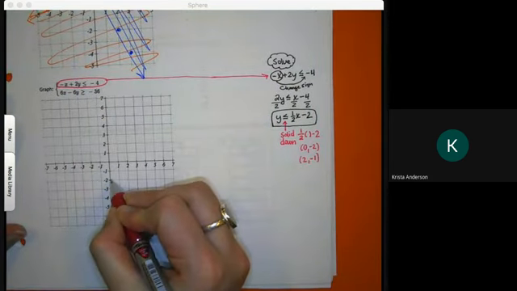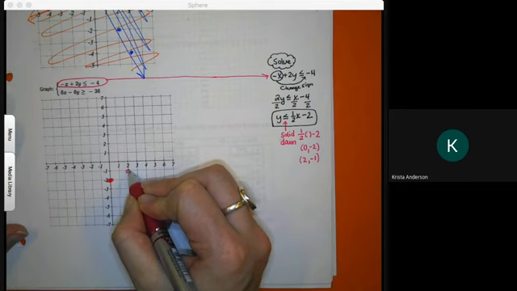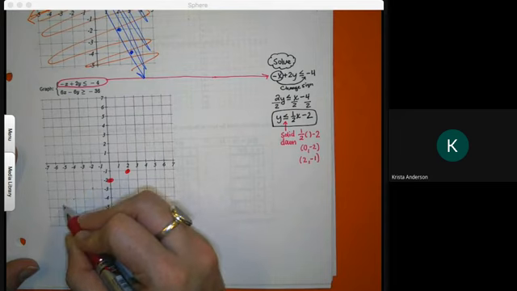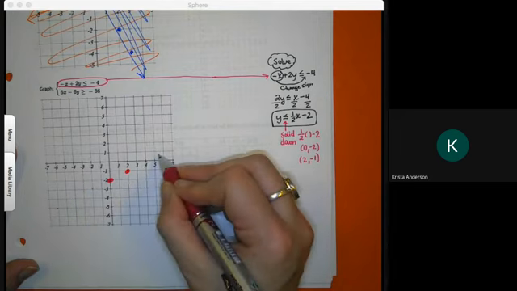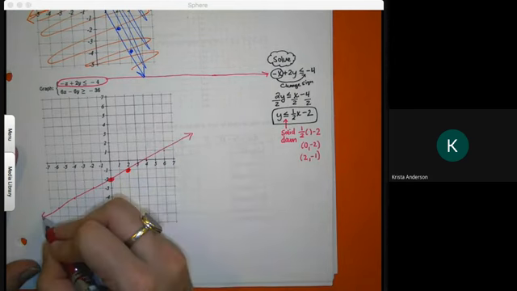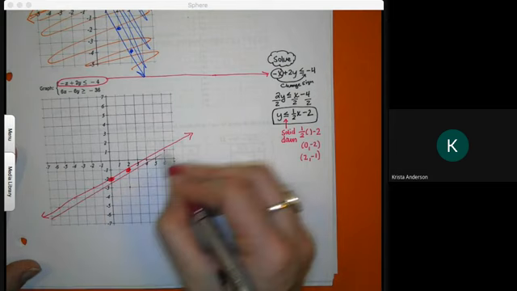0, down 2. Click. Positive 2 is down 1. Click. It should autofill a solid line. And I would shade down, so I would go down and click, and it will auto shade down.